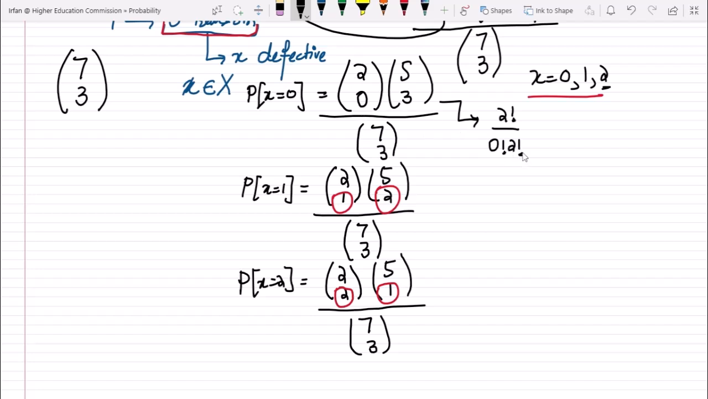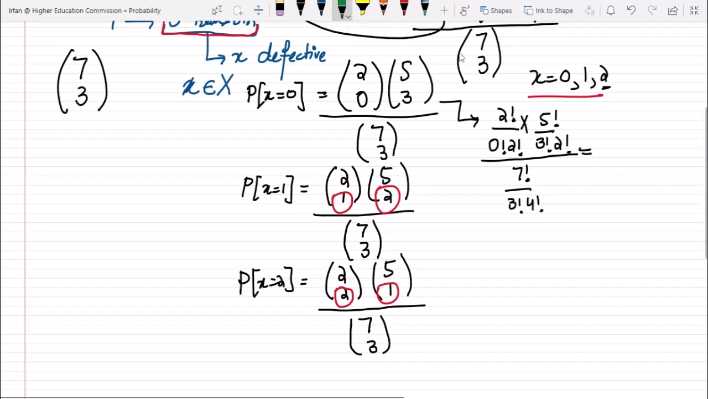So it would be 2 factorial multiplied by 5 factorial divided by 3 factorial, and 5 minus 3 is 2 factorial, divided by 7 factorial divided by 3 factorial, and 7 minus 3 is how much? That is 4 factorial. Finding it out, let me choose a color, which is green. For it I will get 2 by 7. For this I have got 4 by 7, and for it I have got 1 by 7. So these are different values of the probabilities.